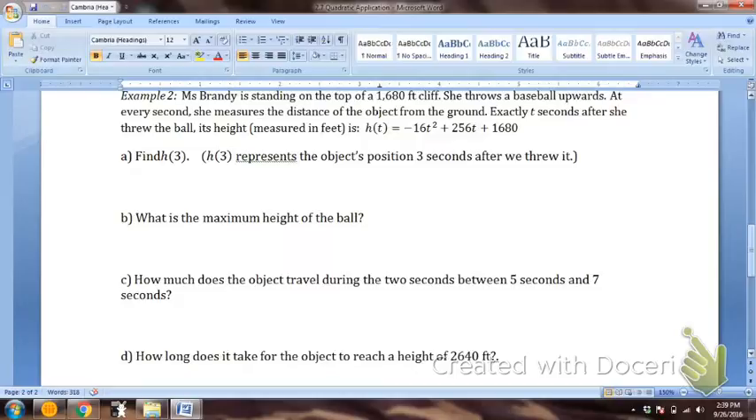So h of 3, remember, represents the object's position 3 seconds after we threw it. They're telling us what to do here. Find h of 3. So we are going to do what with that 3, do you think? Good. Go ahead and plug 3 in for t in each spot. Give me an answer, and I want you to give me a sentence after that, please.